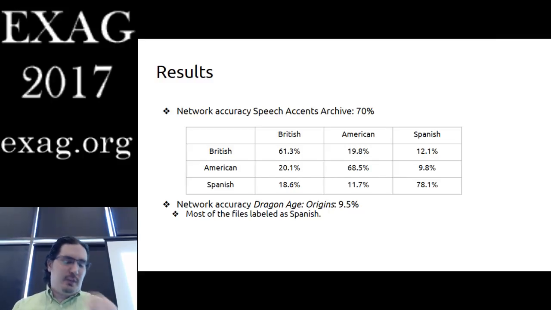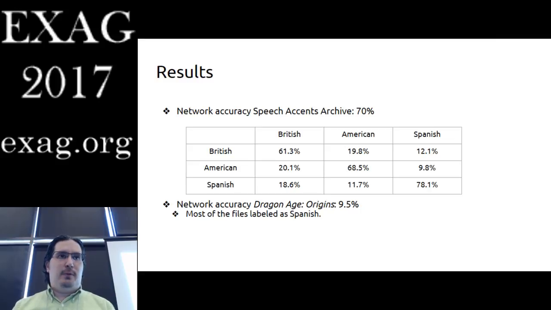So we started looking at what could have been the causes for this. We came up with a lot of theories. One was that the Dragon Age Origins audio files had background sound when the speech archive didn't have any. So there were a lot of things that we were trying to do. The first step to try to correct and figure out what was going on was to try to simplify the problem.